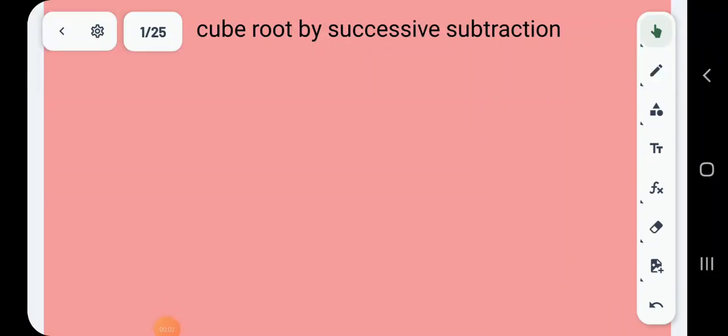Hello dear students. So today in this video we will be discussing how to find the cube root of a given number by the successive subtraction method.